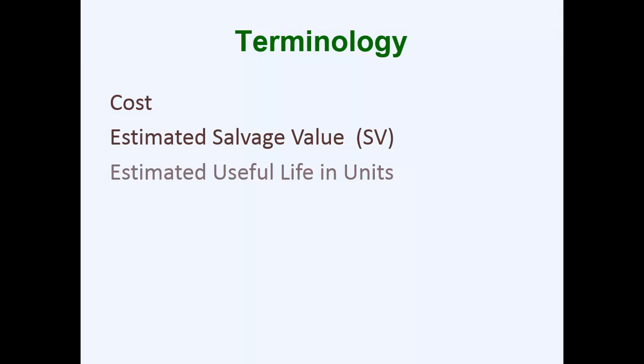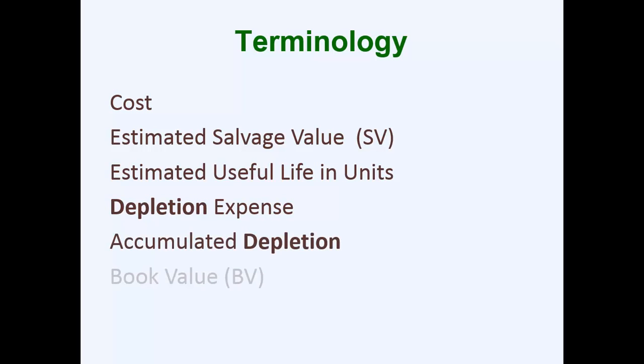Review of a little terminology. It's very similar: cost, estimated salvage, useful life in units. Big difference is it's called depletion instead of depreciation. And of course, this requires the units of production.